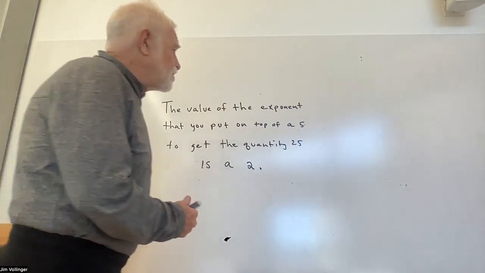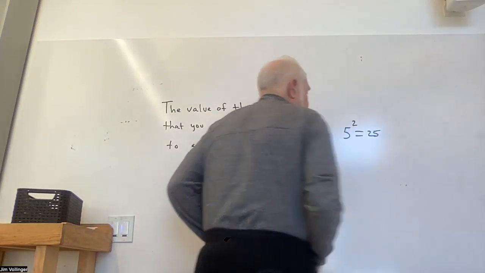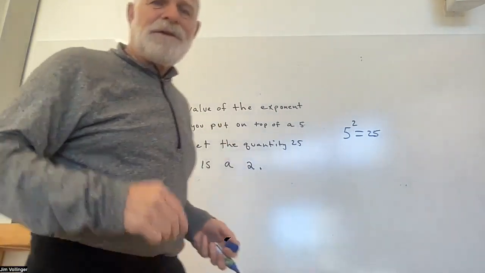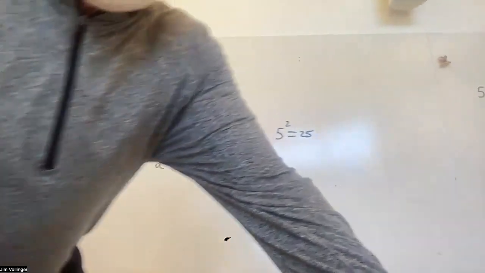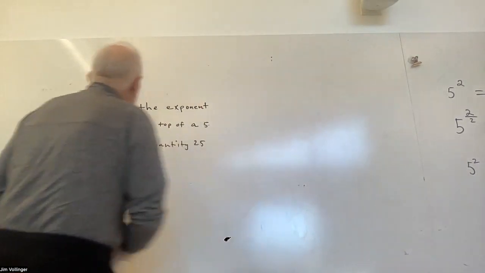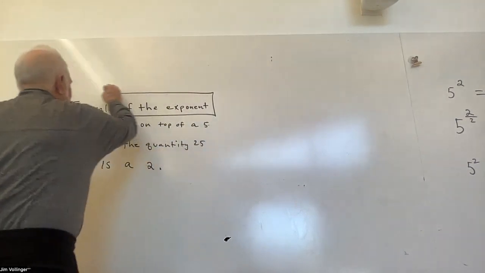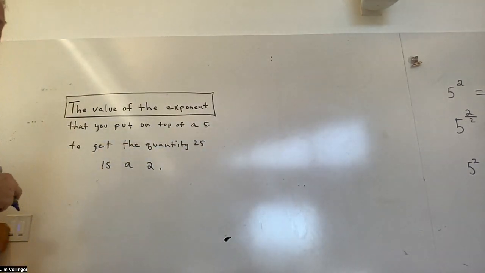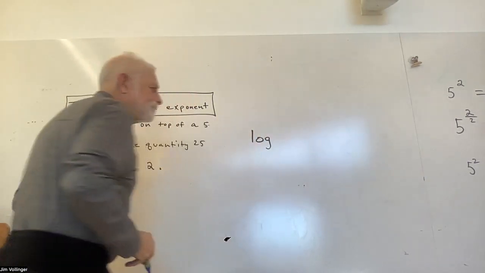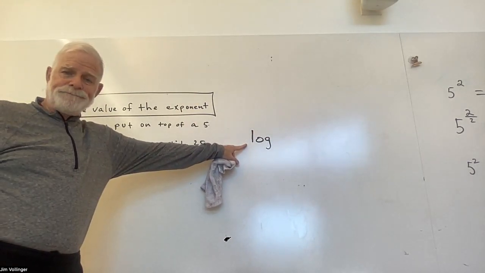And if you're like most students, you probably are writing 5 squared equals 25. Okay. But that's not what I wrote. Okay, so let me get the eraser and let's go down a little bit. All right, and I'll tell you what I wrote. I changed the statement, the value of the exponent, into log. All right, so when you read the word log, it's short for logarithm.